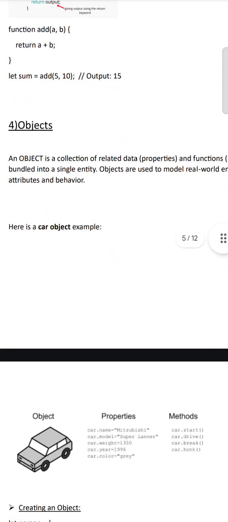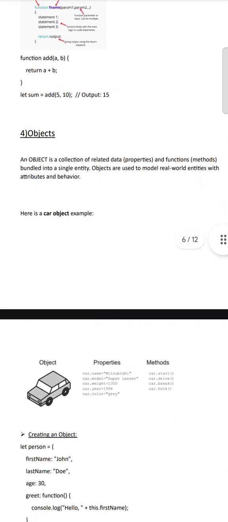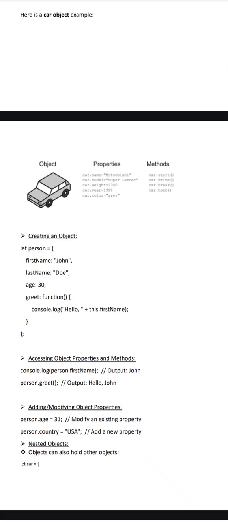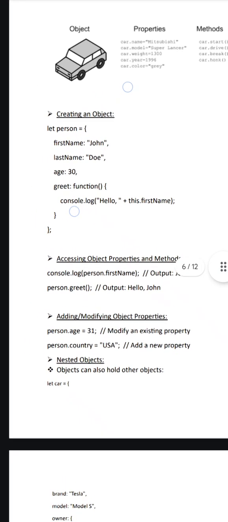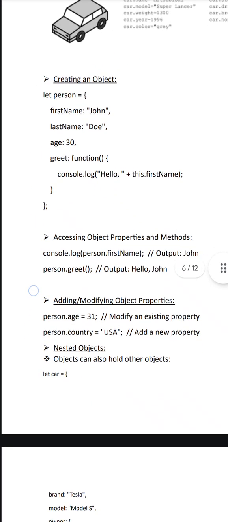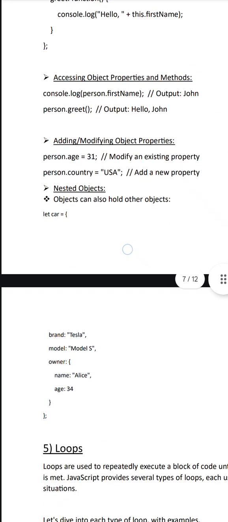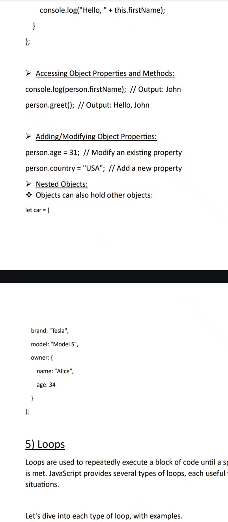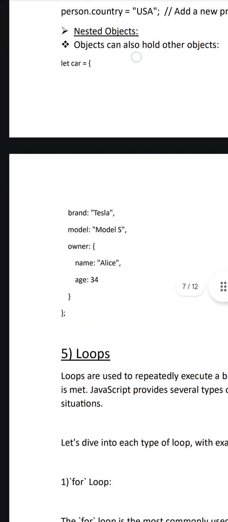An object is a collection of related data and functions bundled in a single entity. Objects are used to model real-world entities, their attributes and behaviors. Here we can see an object car with its properties and its methods. For creating an object, suppose person is an object, we give his properties: first name, last name, age, and his function. For accessing object properties and methods, first we use console.log and the property to print his first name, or call this function. Here we can see the examples of nested objects.